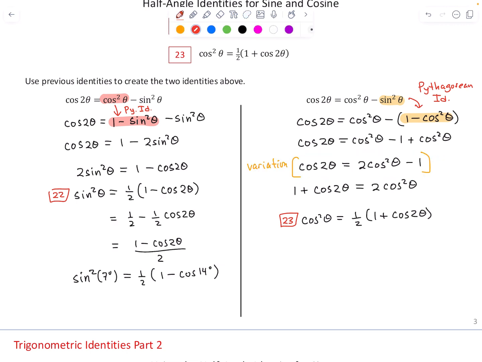If I use identity 23 this direction, the angle needs to double, so we go from theta to 2 theta. But if I use the identity in the reverse, the angle cuts in half. 2 theta becomes just theta. Or I could just use this variation.